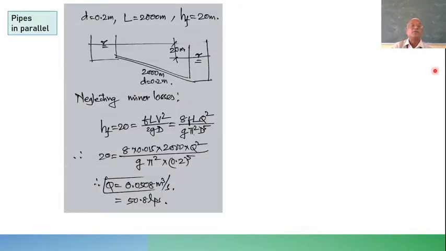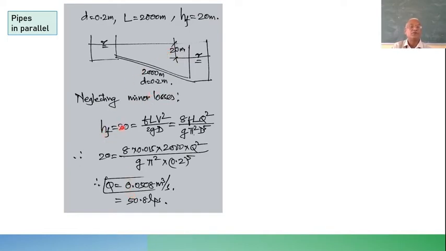Pipes in parallel. There is one more problem. Purposely I have not taken the dictated terminology as far as the question is concerned. You should be able to make out, given the problem, how this arrangement of pipe and reservoirs is. Now in this case there is diameter 0.2 meters running for 2000 meters. The head difference in reservoirs is given to be 20 meters. Head lost is 20 meters because of the friction, and neglecting minor losses, you have to find the discharge. Very simple, very straightforward problem.